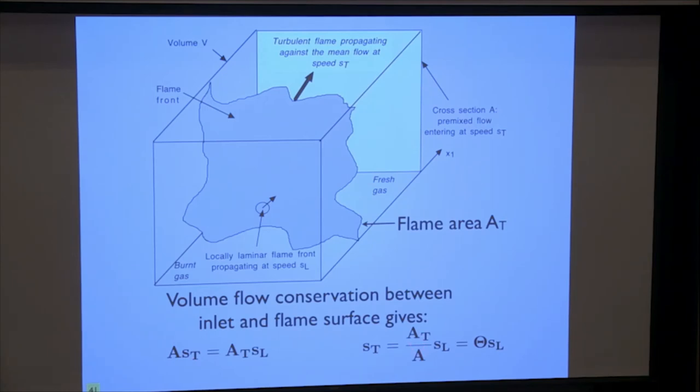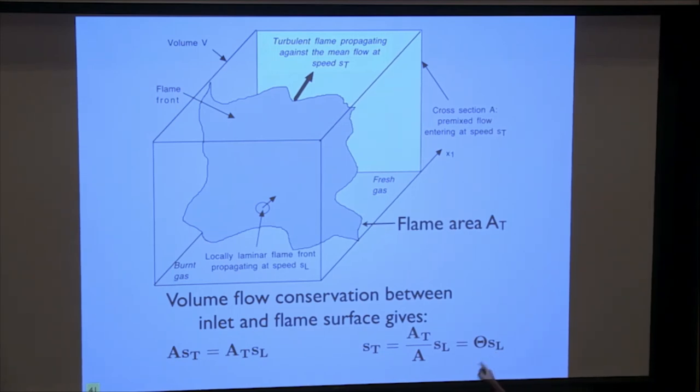For a flat flame, it's equal to 1. For a non-flat flame, it goes to more than 1, multiplied by SL. And so this is the basic relation for the turbulent flame speed. It is the laminar flame speed multiplied by the wrinkling. And this is the big number. This is the one which can go to 10 or 20 because you create a lot of surface.